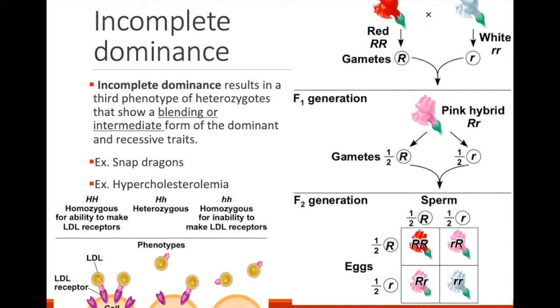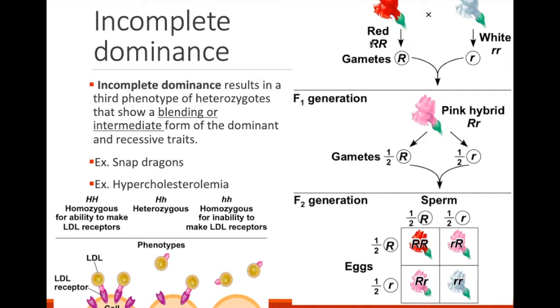The first exception is called incomplete dominance. This happens when there is an individual that is heterozygous, meaning they have one dominant allele and one recessive allele, but instead of just showing the dominant trait, they show a blended or an intermediate form. So the quintessential example that your textbook gives is on the right. This shows the snapdragons. These are a plant.